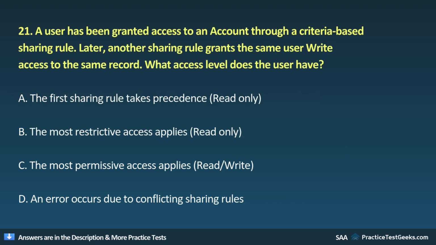21. A user has been granted access to an account through a criteria-based sharing rule. Later, another sharing rule grants the same user write access to the same record. What access level does the user have? A, the first sharing rule takes precedence, read only. B, the most restrictive access applies, read only. C, the most permissive access applies, read write. D, an error occurs due to conflicting sharing rules.